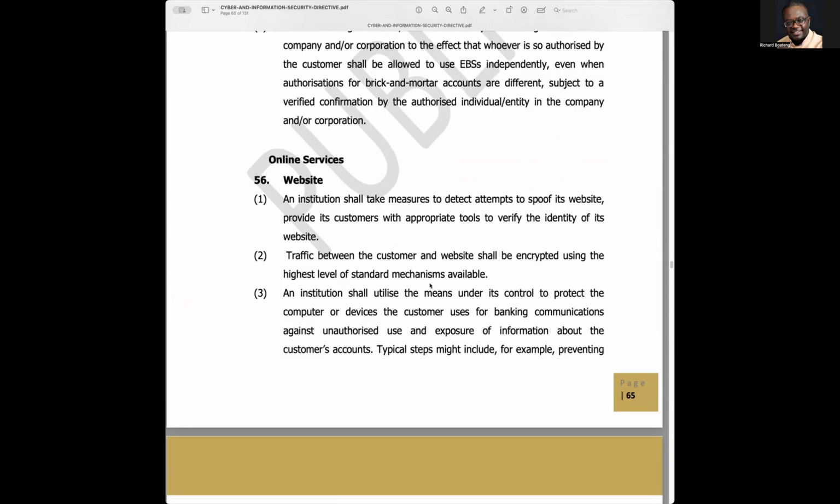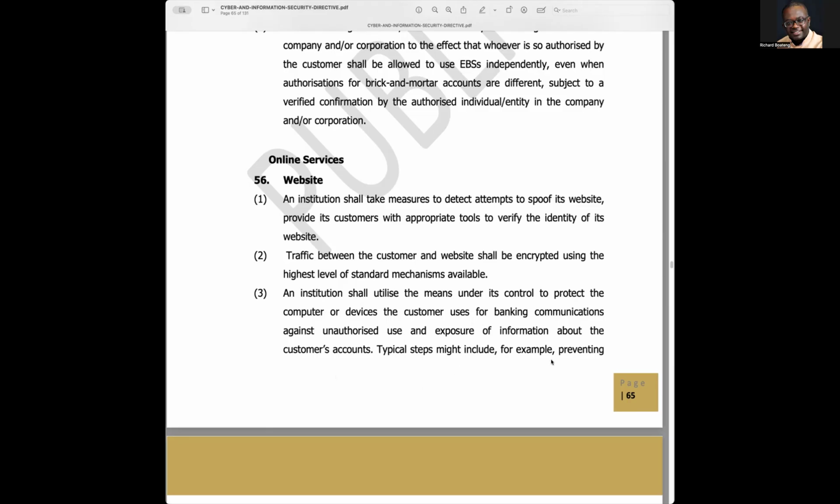Have you encrypted it? An institution shall utilize means under its control to protect the computer and the device the customer uses. This is a very good one. I didn't even know about it. So you have to also use means to protect the computer that somebody uses. I've heard of companies saying that it's not our system, it is your system. Your machine was compromised. By saying that you have to utilize means to protect the computer and the devices the customer uses for banking communication against unauthorized use and exposure of information about the customer's account. This is very, very tricky. So you are not there.